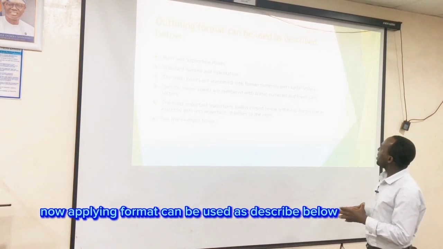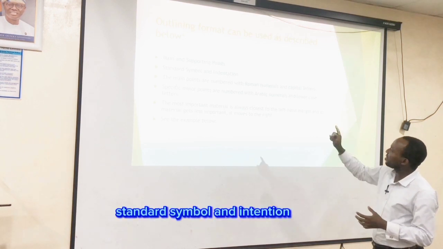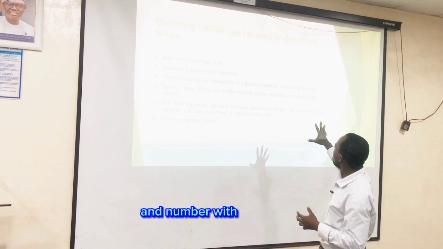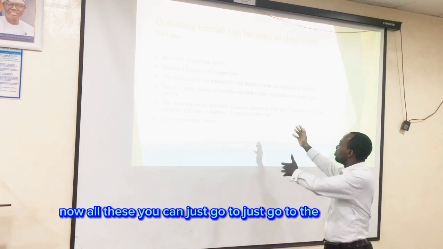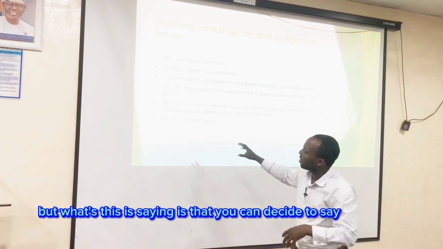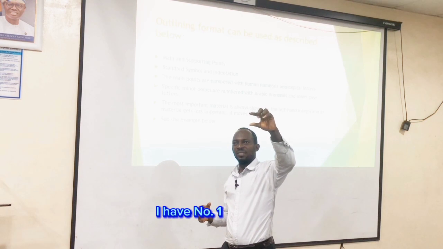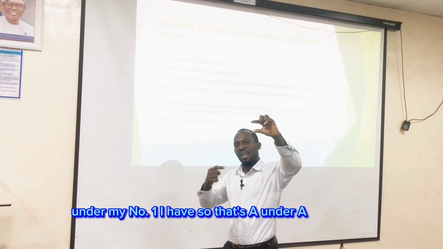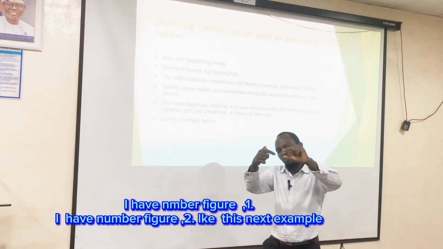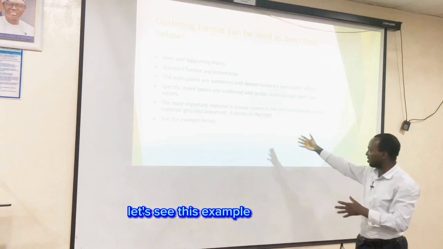Now, the outlining format can be used as described below: main and supporting points, standard symbols, and indentation. The main points are numbered. All this you can go through in the written words, but what it is saying is that you can decide to say, I have number one. Under my number one, I have A. Under A, I have Roman numeral 1, Roman numeral 2. Let's see an example.